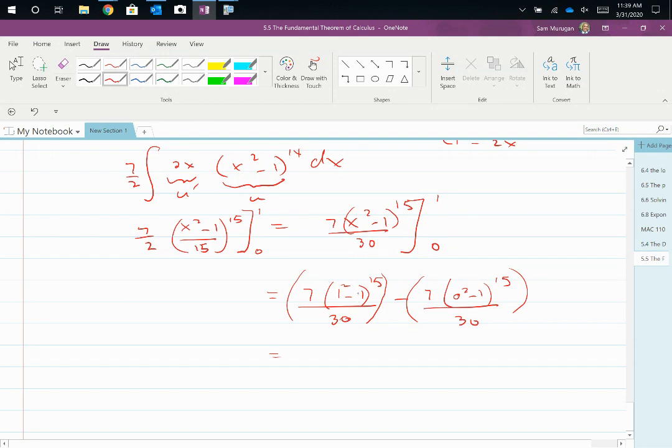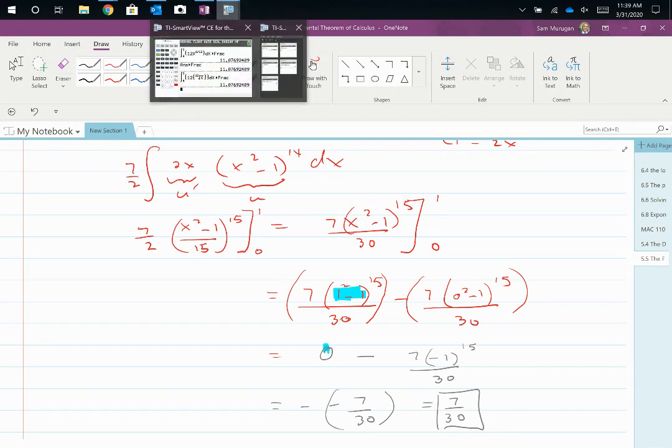So this first part here is equal to 0, minus 7 times negative 1 to the 15 power over 30. So this is minus negative 7 over 30, which is positive 7 over 30. I am not sure at all if the calculator would solve this for you. I can try it and see.